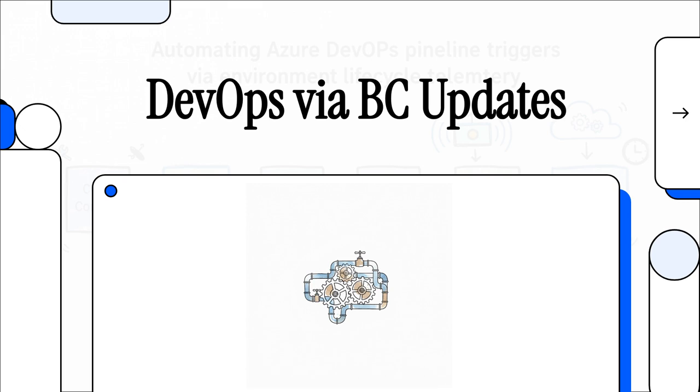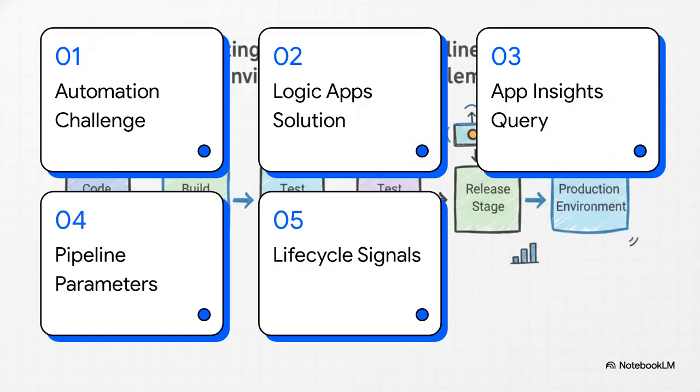Now, this entire workflow design is based on a fantastic expert tutorial by Stefano Demiliani. And by the end of this, we're going to make your DevOps pipelines react to real-world infrastructure events instead of just your standard code commits. All right, let's take a quick look at our roadmap for today. We've got 5 sections lined up: the Developers Automation Challenge, the Logic Apps Solution, Querying Application Insights, Passing Pipeline Parameters, and finally, Environment Lifecycle Signals.